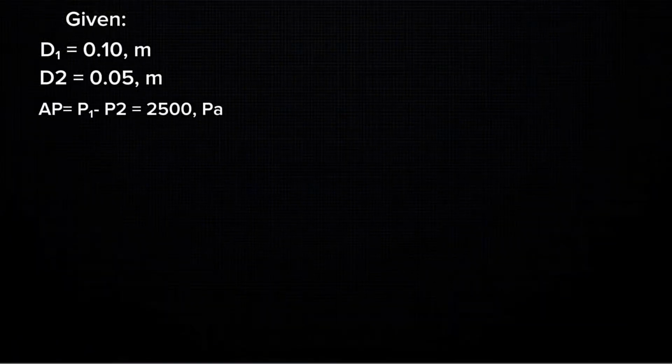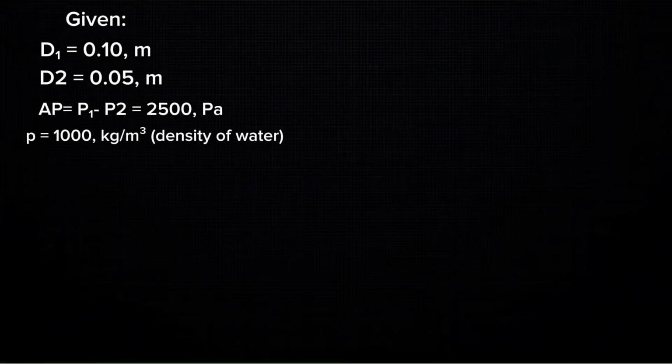We're given a pipe with a wider section and a narrow section. The diameter of the wider section is 0.10 meter and the diameter of the narrow section is 0.05 meter. The pressure difference between the two sections is 2,500 Pascal and the density of water is 1,000 kg per cubic meter. We need to find the flow rate in cubic meters per second.